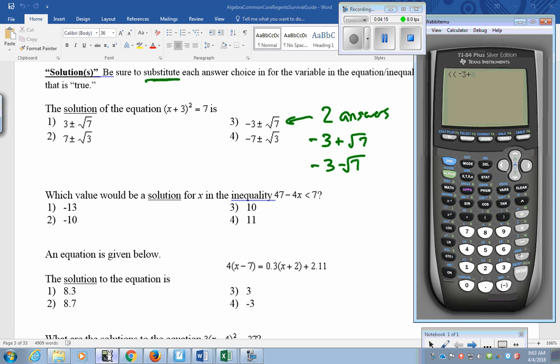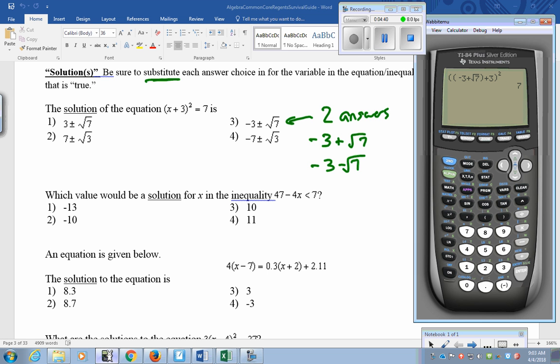plus radical 7. Okay. And you want to make sure, I kind of messed up there, you want to get out from under that radical sign. Plus 3. And then close the parentheses and square it. So that's what it should look like. You can only do one at a time. Okay, so that one I get 7.